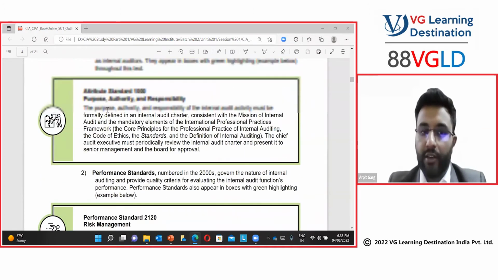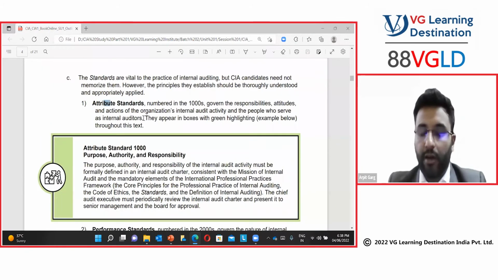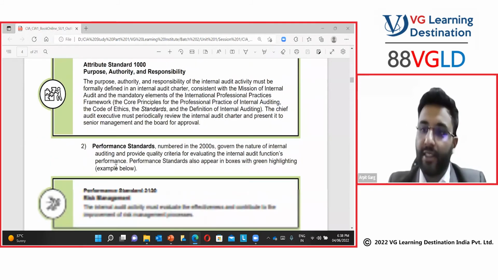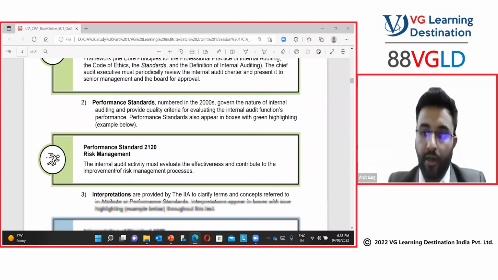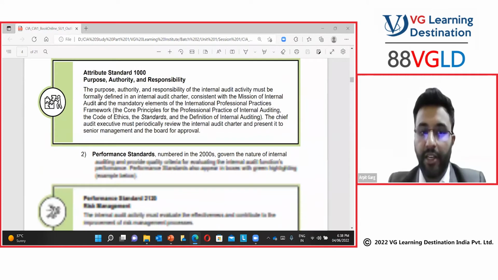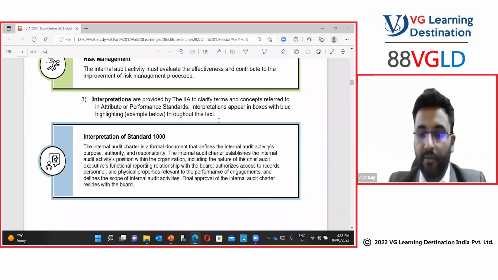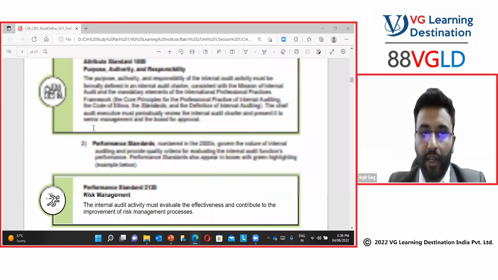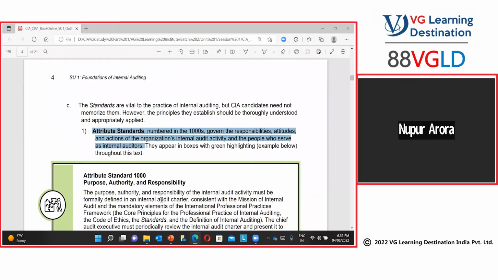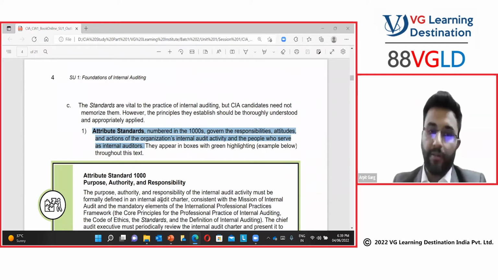I will need volunteers who would like to quickly cover each one by one, just the headings, and then we'll take one example on these standards and move forward. Can I have three volunteers who would like to read attribute standards, performance standards, and implementation standards, just the first paragraphs here? Can I have anyone? Nupur, please go ahead. Just be a little loud. Is it better now? Yes, much better. Please go ahead.